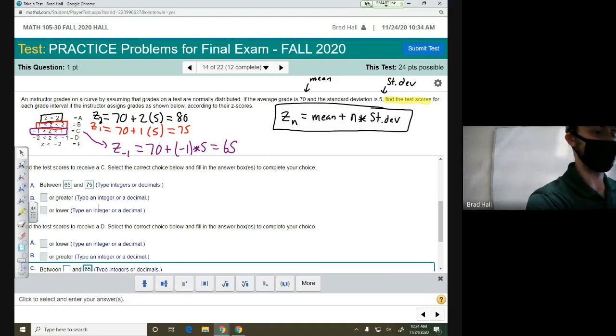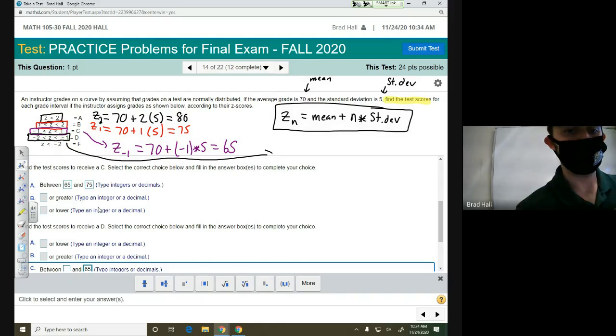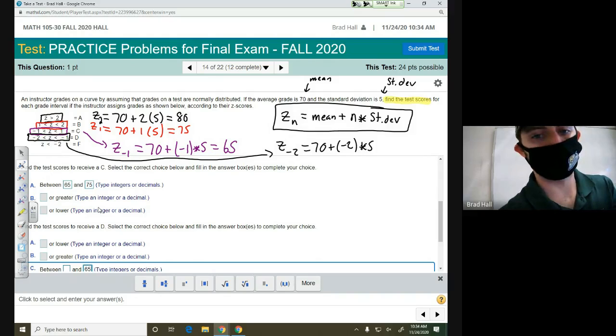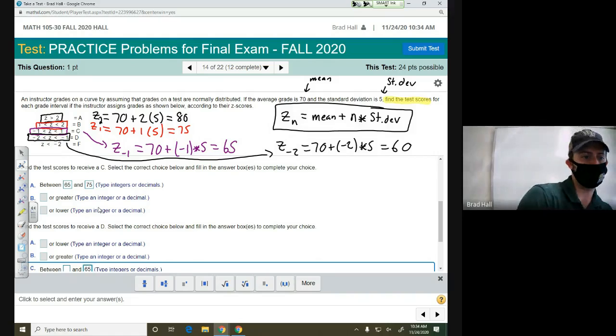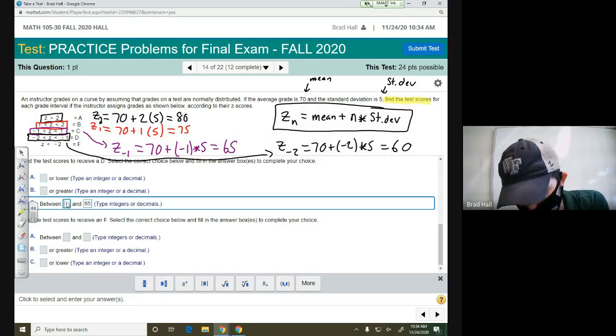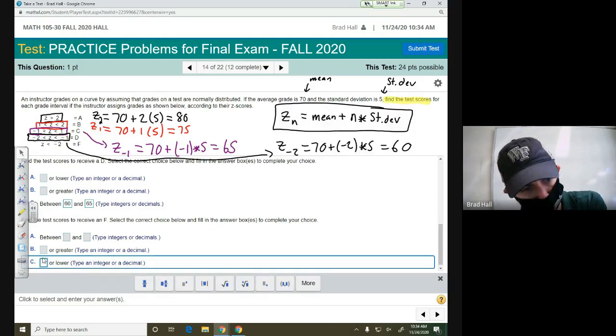And then finally for the D grade, we just need to figure out the lower bound, which is a z-score of -2, so 70 plus -2 times 5. We're just subtracting 10, which is 60. That's the lower bound, and everything lower than a 60, well, guess what? That's an F.